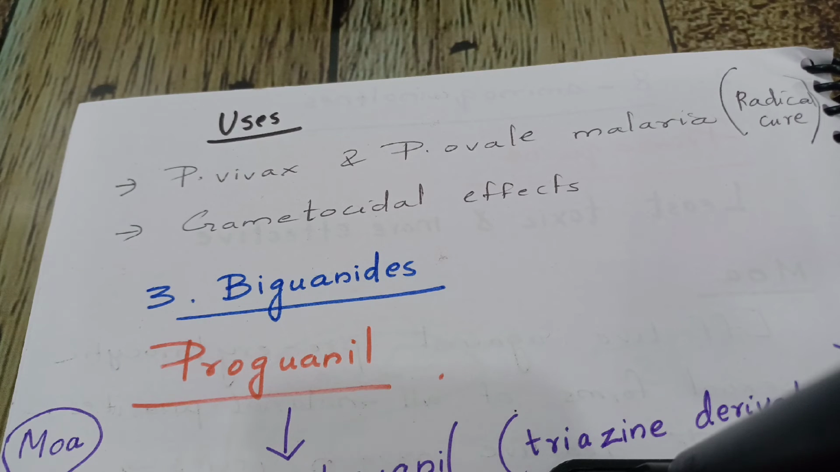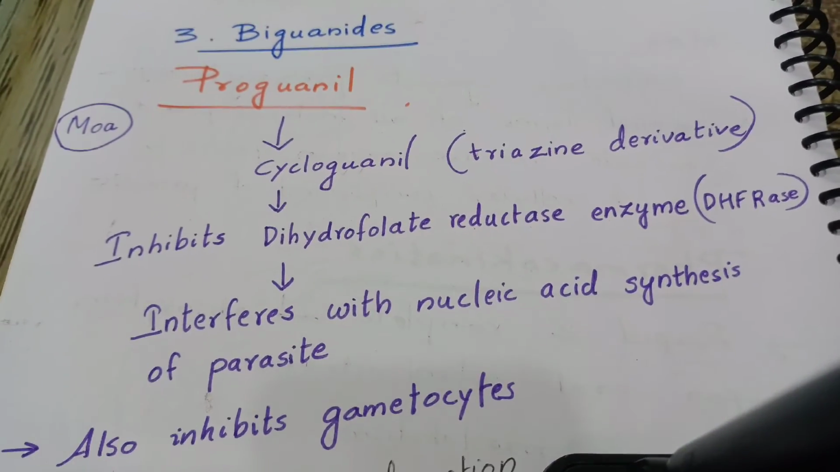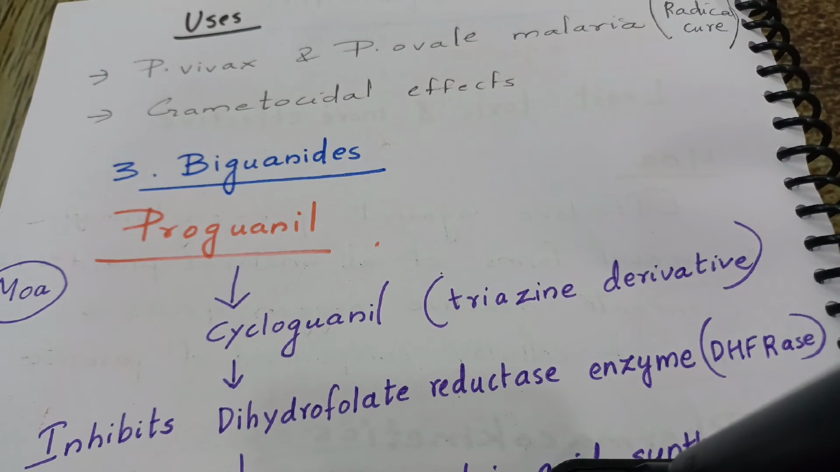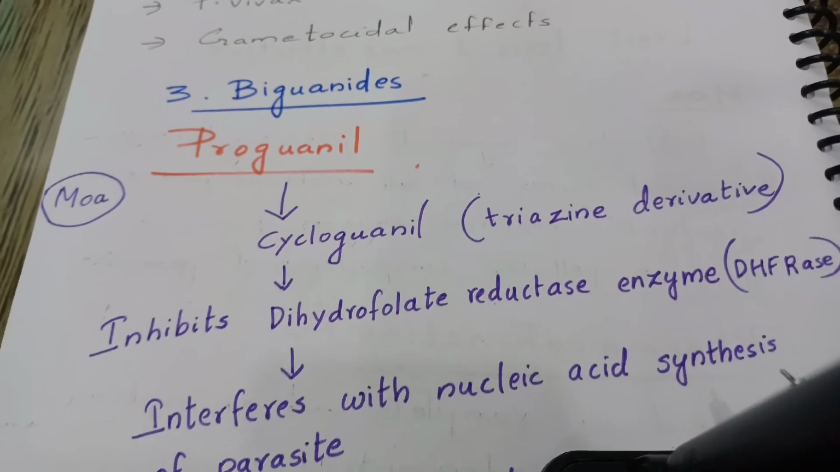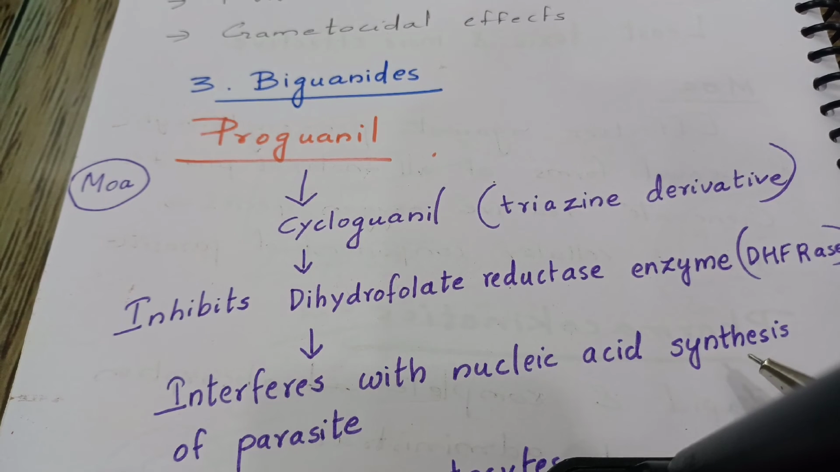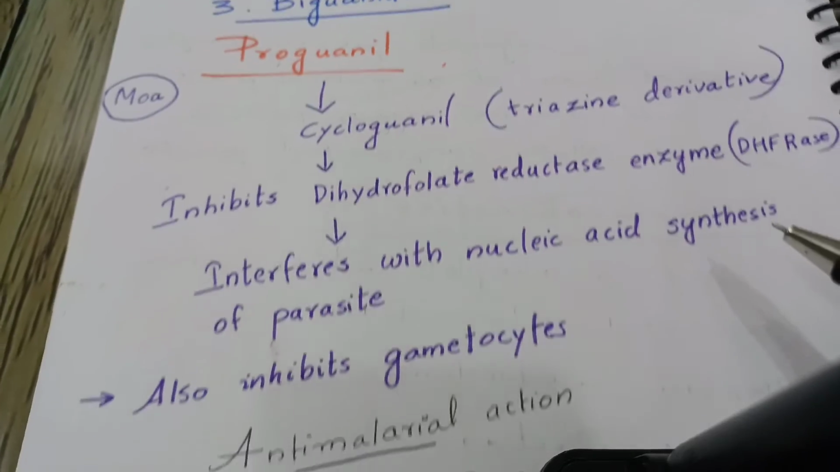In that we're going to learn proguanil. Proguanil is a widely used antimalarial agent. It is converted to active cycloguanil in vivo, which is a triazine derivative. This inhibits dihydrofolate reductase enzyme or DHFRase. This in turn interferes with nucleic acid synthesis of the parasite, which in turn causes the death of the parasite.